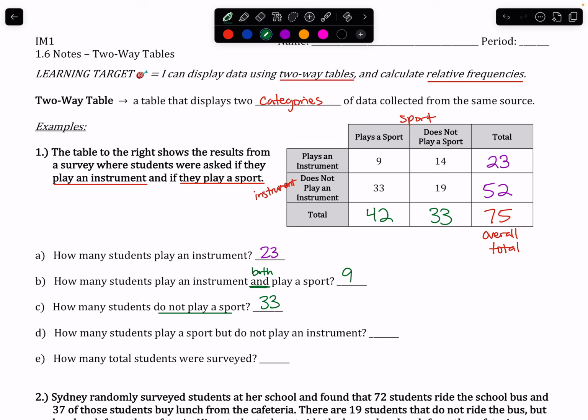Question D, how many students play a sport but do not play an instrument? So we have to go to our plays a sport column, but does not play an instrument. As we can see, if we just cross paths here, we end up in the box that gives us 33.